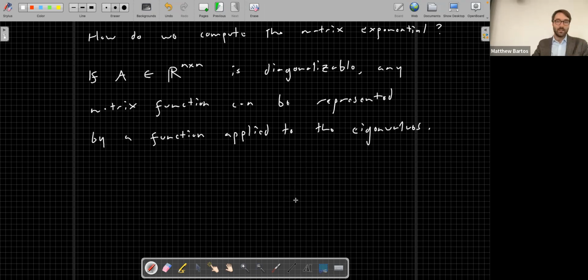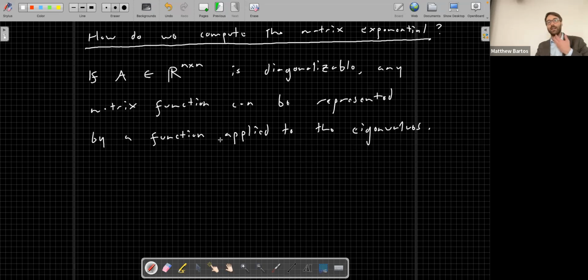All right, and let me just write this out more explicitly here. What do I mean by a function can be represented as a function applied to the eigenvalues? Let me write it out mathematically for you. So this is an important result.